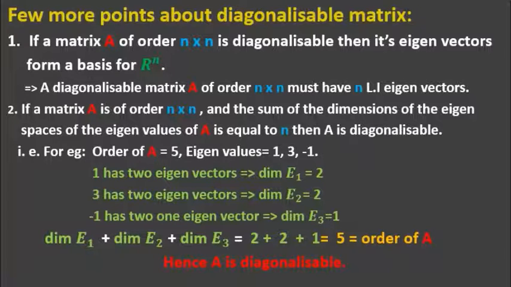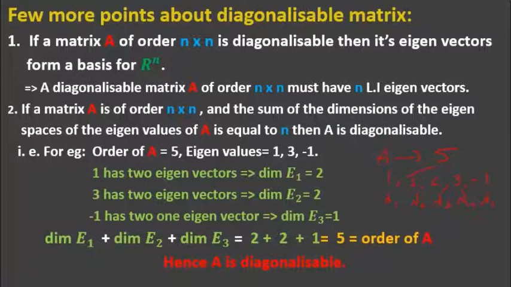First point is, if a matrix A of order n by n is diagonalizable, then its eigenvectors form a basis for Rn. So what do you mean by that? Suppose I have a matrix A whose order is 5. Suppose it is diagonalizable. Then how many eigenvectors may it have? If it is of order 5, it may have at most 5 eigenvalues. Suppose it has eigenvalues 1, 2, 2, 3 and minus 1. So 5 eigenvalues, but among these 2 are repeated, so the distinct ones are only 4. This is lambda 1, lambda 2, lambda 3, lambda 4, lambda 5.